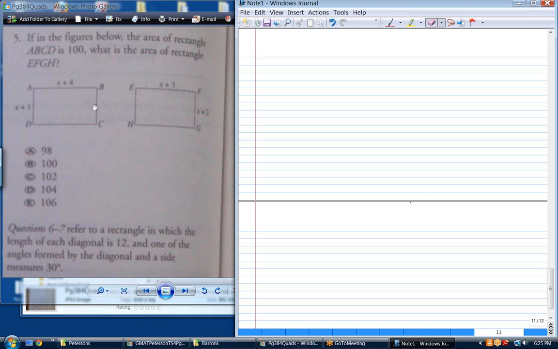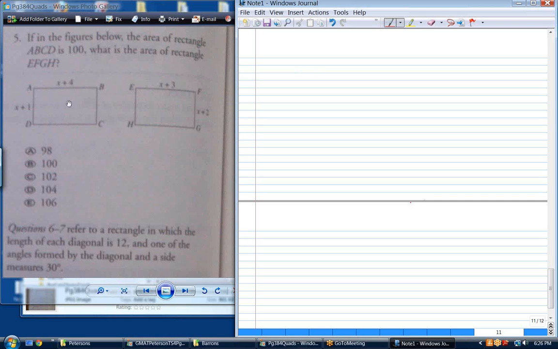How about number 5 here? In the figures below, the area of the rectangle ABCD is 100. What is the area of rectangle EFGH? That's a really weird question.